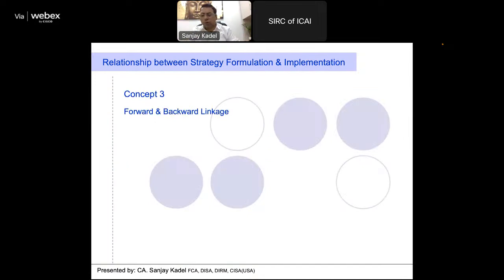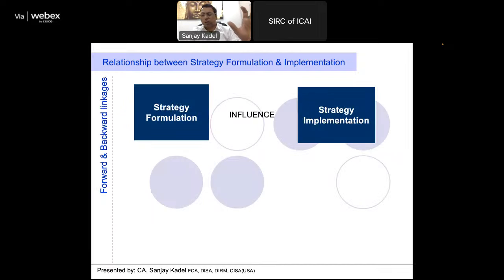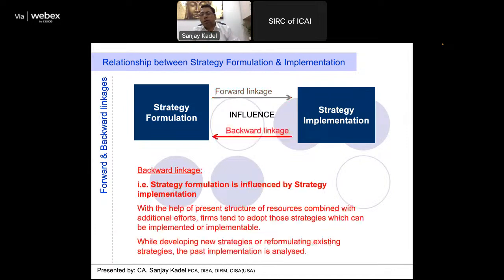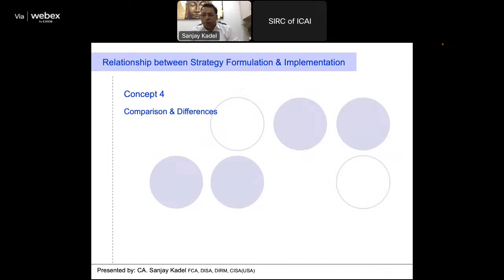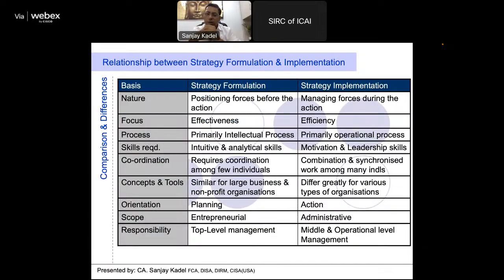Concept number three, to understand the relationship between formulation and implementation, is called forward and backward linkage. This relationship is defined by influence. What is influencing what? If strategy formulation influences strategy implementation, we call it forward linkage. If strategy implementation influences strategy formulation, we call it backward linkage. So what is influencing what is the question here. And concept number four is simply the differences and comparison between these two things, formulation and implementation. So the relationship is understood.